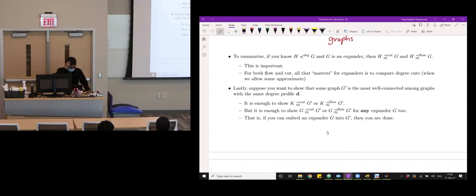By the way, I just want to stress again the fact that if G is an expander, and you just know that the degree of G dominates the degree of H, then you dominate H in both flow and cut sense. This is quite a useful intuition. Speaking informally, all that matters for an expander is to compare degrees, and if the degree dominates another graph, then you know that it is bigger in both flow and cut sense.